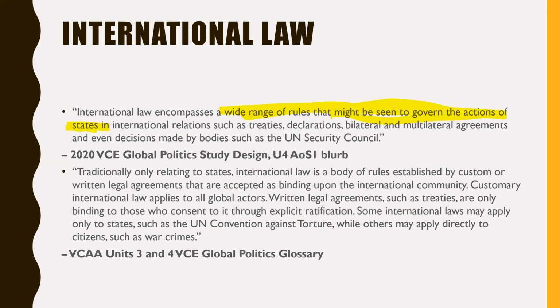up to them. In the glossary, it goes into a little bit more about that. The part that it goes more into is saying that written legal agreements, such as treaties, are only binding to those who consent to it through explicit ratification. Ratification means that they have taken it to their national parliament, and they have all agreed that they will include this in their domestic laws. So Australia has implemented parts of these international laws in their domestic laws. That means that we actually have to follow what the international law is, or we have agreed at least, and we believe that we should be doing that.